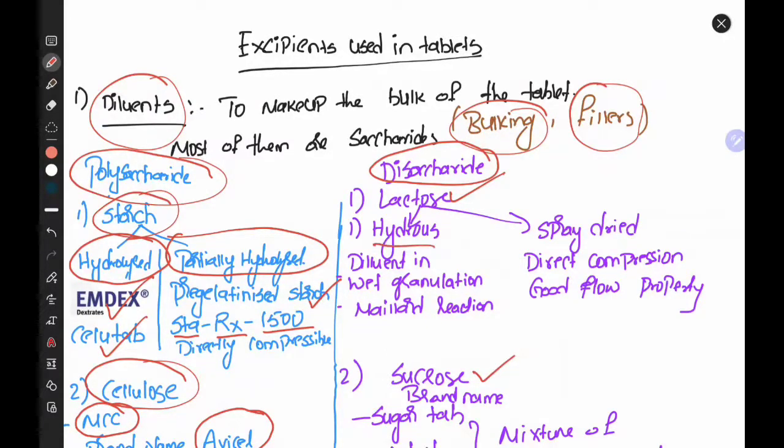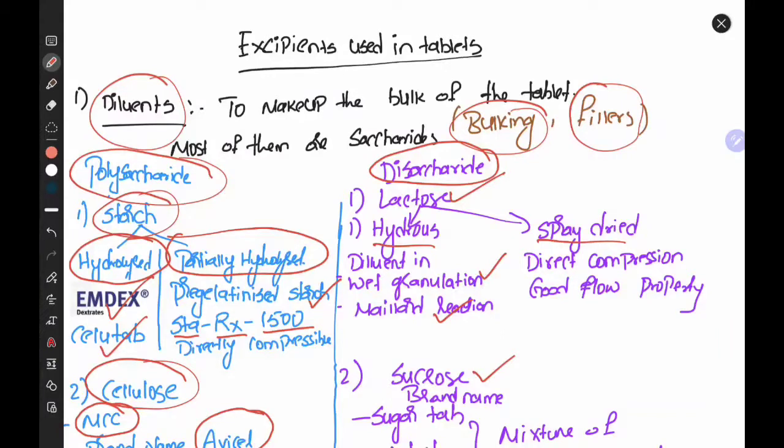In lactose we have hydrous lactose and spray-dried lactose. Hydrous lactose is used in wet granulation. If you want to prepare your tablet with wet granulation, use this as a diluent. It will undergo the Maillard reaction. What do we mean by the Maillard reaction? Lactose will interact with the amino group present in another molecule, leading to color formation. There will be a brown color formation if you add these two in the same tablet. So, try to avoid this if you do not want that.